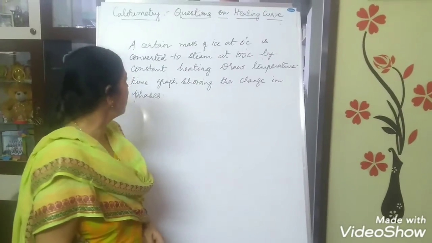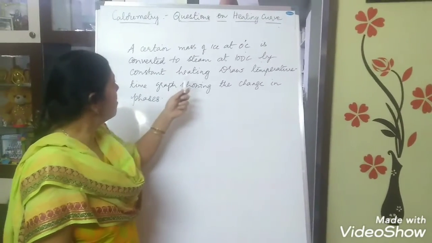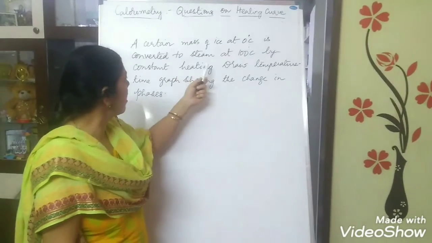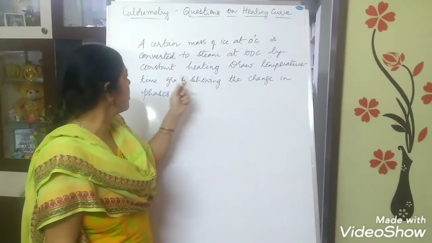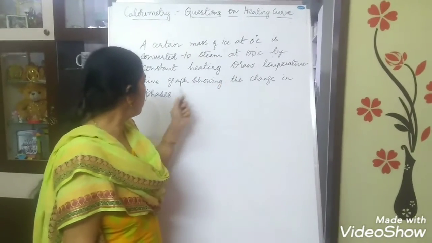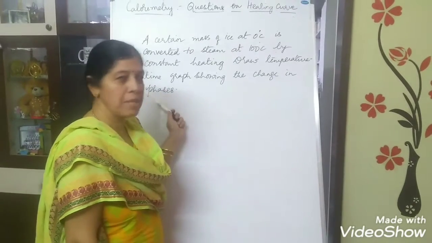I have a small assignment for you. Try this out. A certain mass of ice at 0 degrees Celsius is converted to steam at 100 degrees Celsius by constant heating. Draw temperature time graph showing the changing phases.